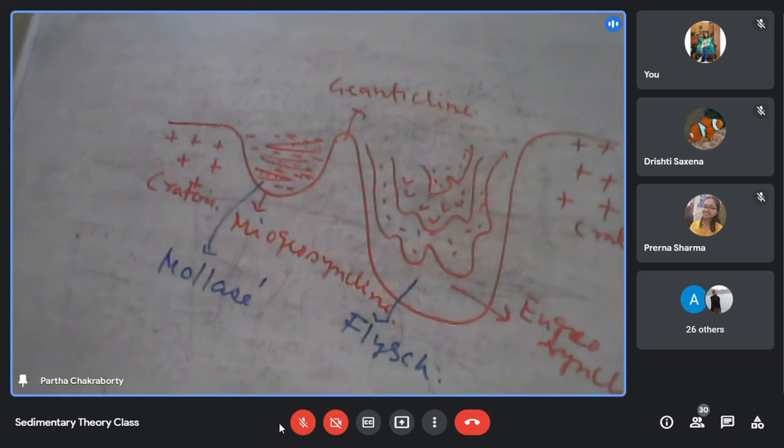Molasse, please, these are terms of the past when geosynclinal concepts were here. Molasse is not used in plate tectonic terms. These terms are tied up, tagged up with the geosynclinal concept, not with plate tectonics. Never use these terms in terms of plate tectonics.